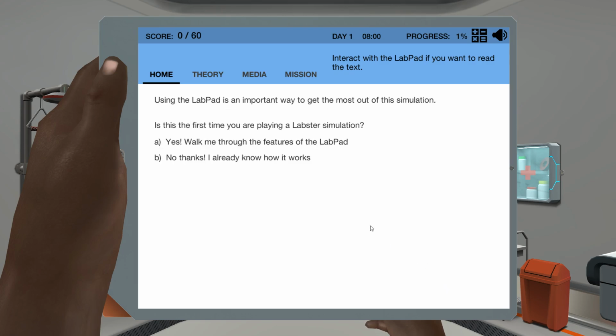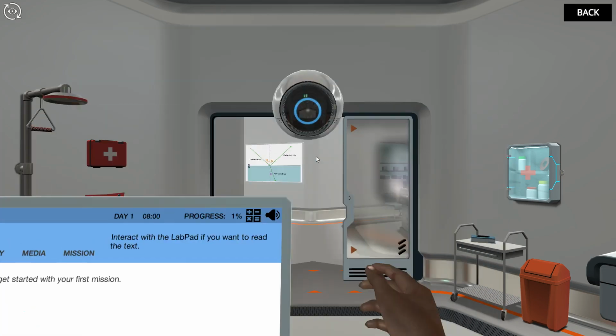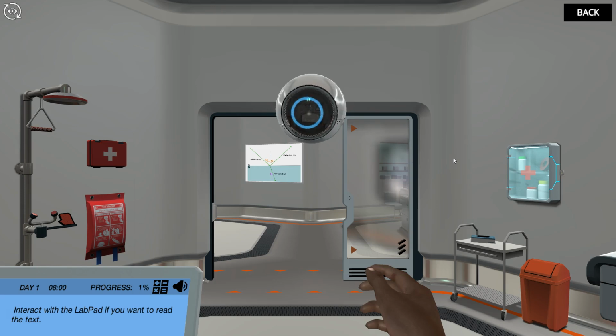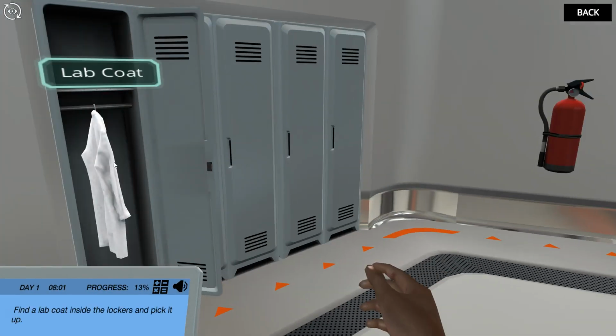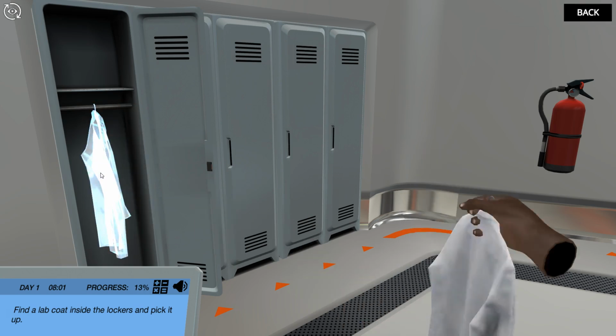Using the lab pad is an important way to get the most out of the simulation. Is this the first time you are playing a Labster simulation? Perfect! Then let's get started with your first mission. Find the lockers and open one of them. Find a lab code inside the lockers and pick it up.